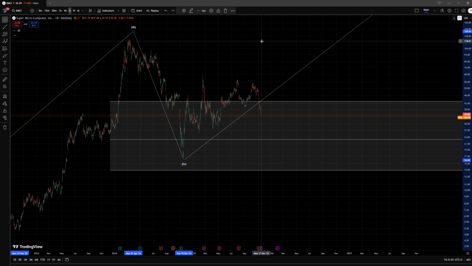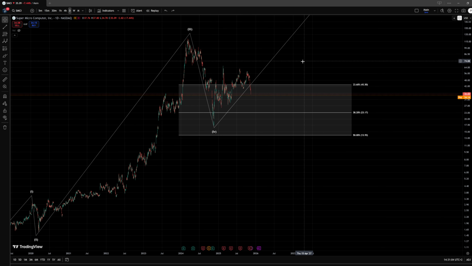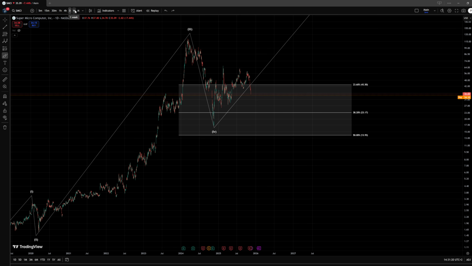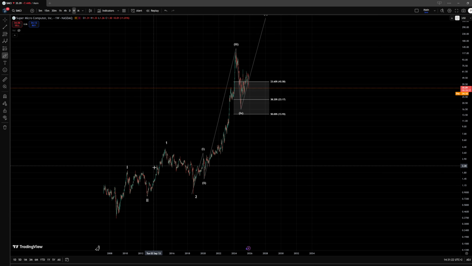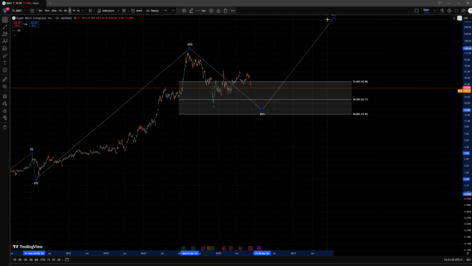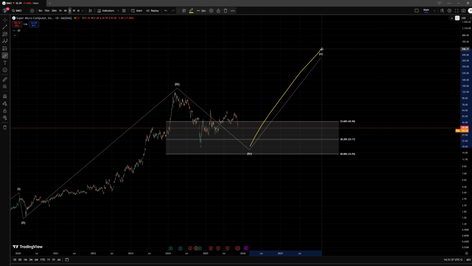Now, this wouldn't necessarily be a problem even within the idea of an impulse because we do still have room within this area. We do still have the ability to extend lower without invalidating the scenario. Now, if we actually end up breaking below the $14 level, that would be a warning sign, and we would most likely need to be tracking a different pattern, and definitely, we wouldn't be able to track an impulse in that case. But at this point, even if this wave 4 extends lower, we could still track a possible fifth wave within an impulse.